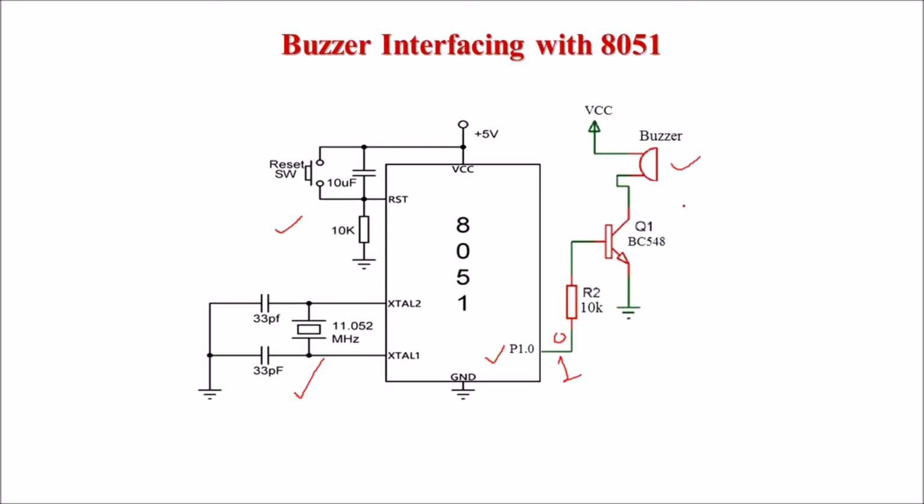The same program which we have written for a relay can be used for the buzzer. We have to send logic 1 at P1.0 to turn the buzzer on and send logic 0 at P1.0 to switch this buzzer off.